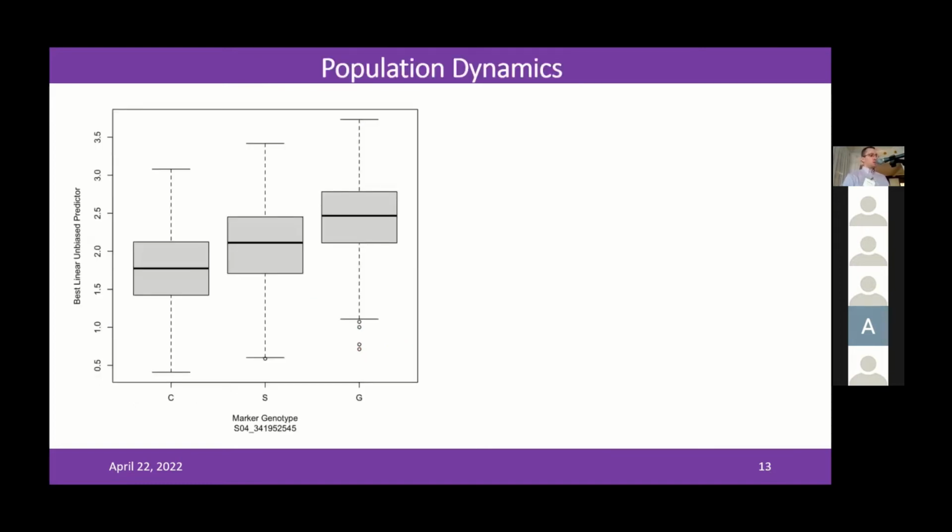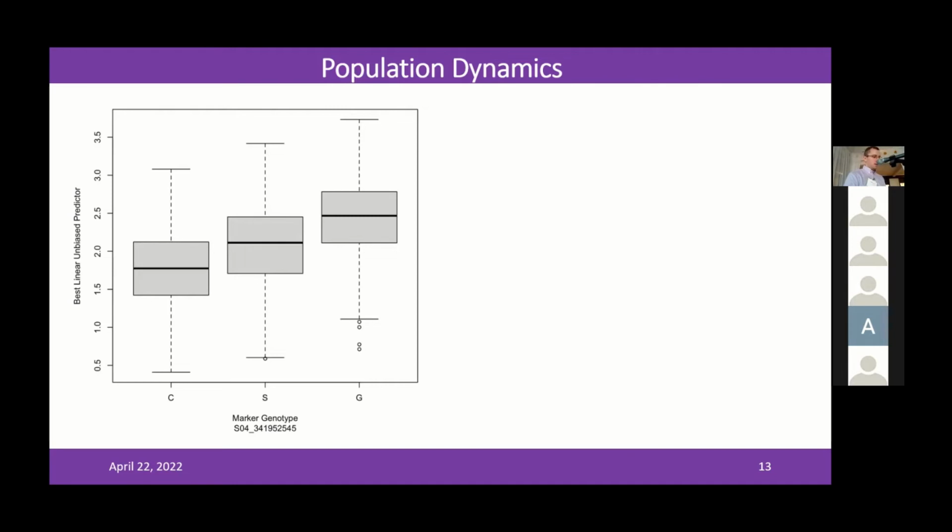This is chromosome S4, that one peak on S4. This is the marker that had that highly significant association. On the x-axis are different alleles for that single nucleotide polymorphism: the homozygous C, the heterozygous, and then the homozygous G. In this case, for shattering, the lower score is better. So we would like to see our population shift to having more C alleles than G alleles.